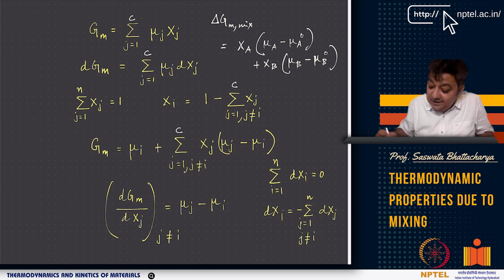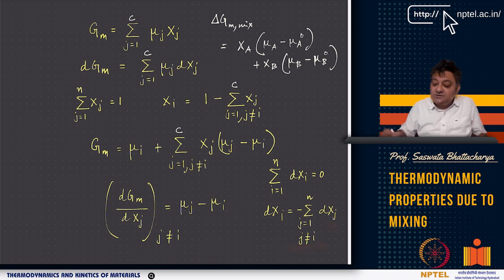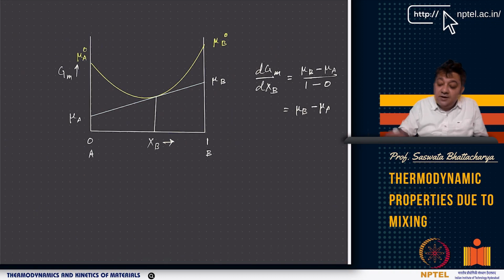Now if you have that, you have mu i dxi and mu j dxj, and xi is 1 minus the sum of xj, and dxi is minus the sum of dxj, because the sum of dxi equal to 0. And again, here this j indicates j is not equal to i. So we can write it this way, and we can write it for any number of components, the same curve that we have shown in the previous lectures.